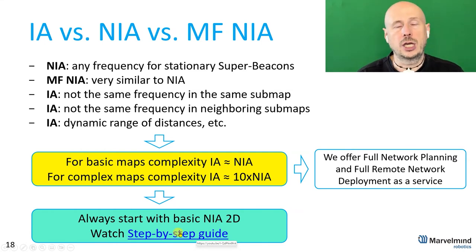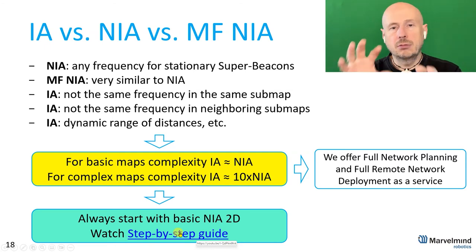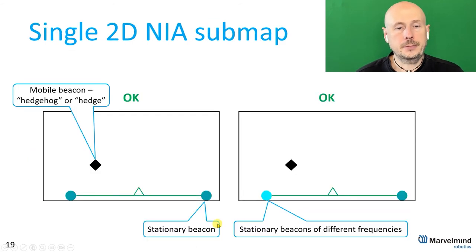Start with non-inverse architecture, basic 2D, achieve perfect tracking, and then move to something a bit more complex, like 3D, still non-inverse architecture. And then from 3D, if you wish, move to inverse architecture, 3D, etc. But move in small steps at a time. Don't try to jump to the end. So that's the key message.